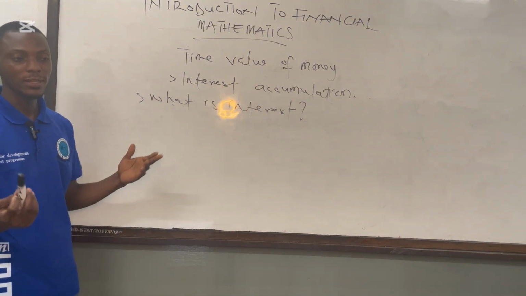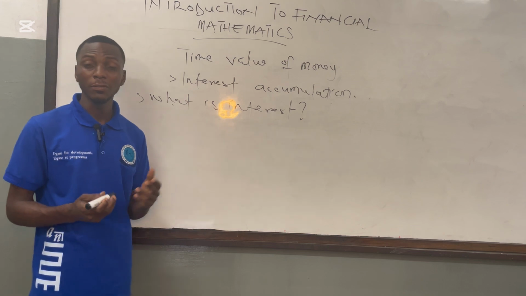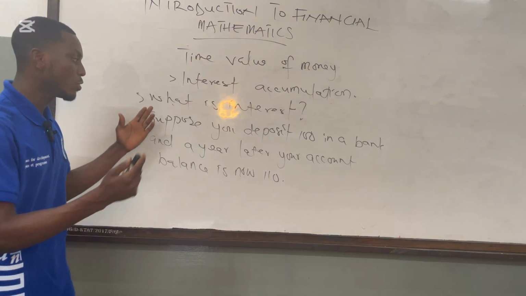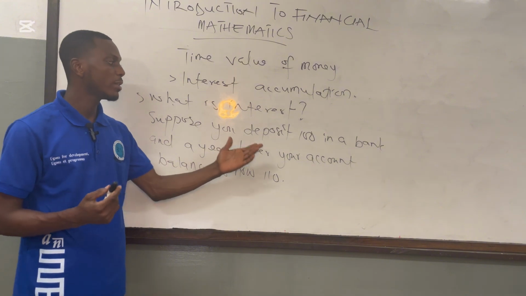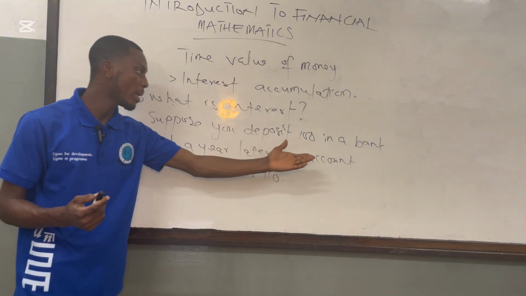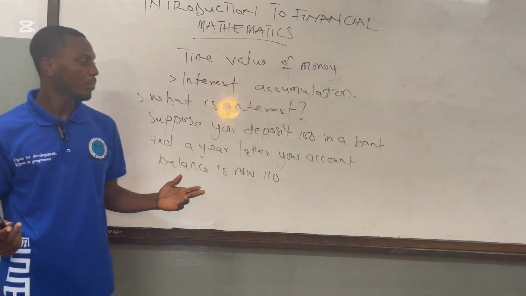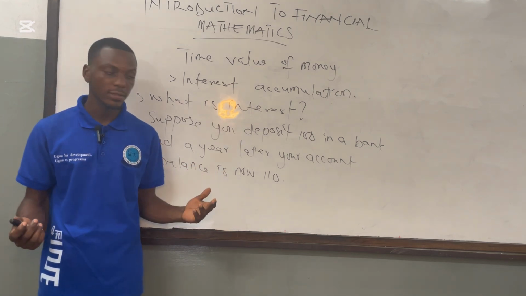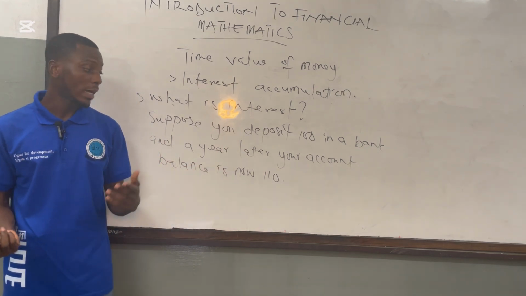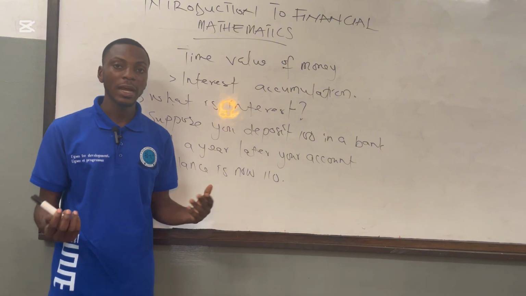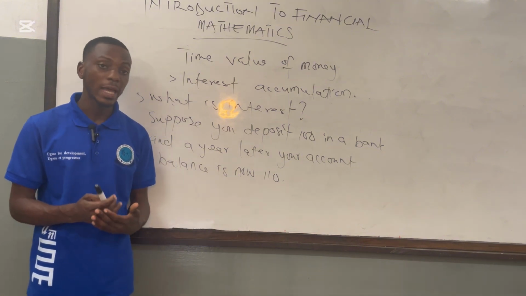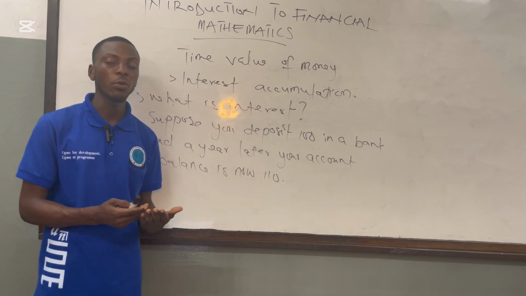So you can look at this scenario. Before I give you the formal definition for interest, let's consider this scenario. Let's say today I deposit 100 cedis or dollars in a bank, and a year later my account is worth $110. You could see there is an additional $10 that has been added to my account. We refer to it as the interest earned on your deposit or on your investment.